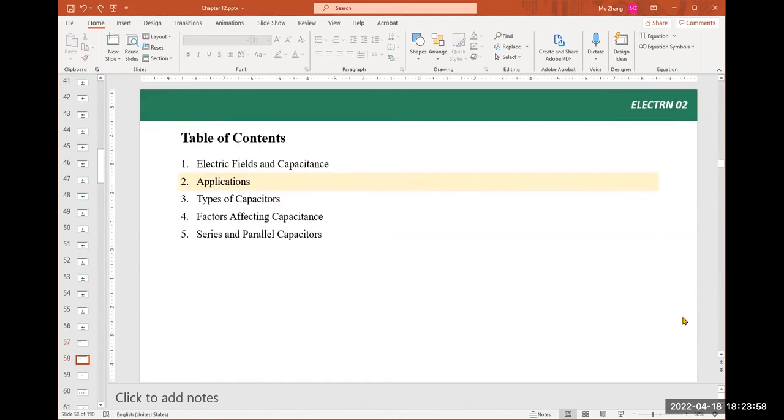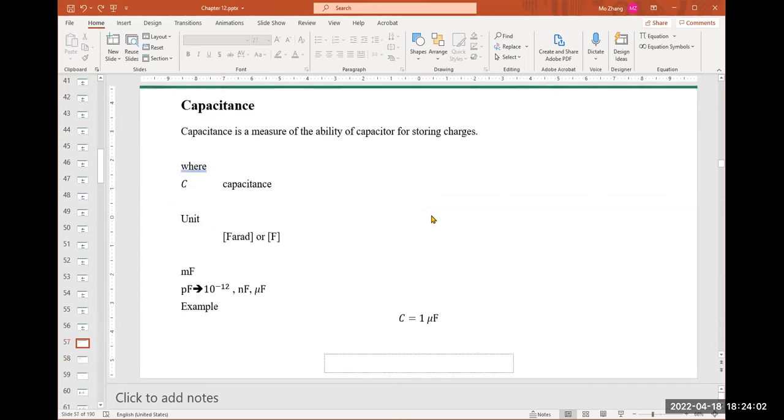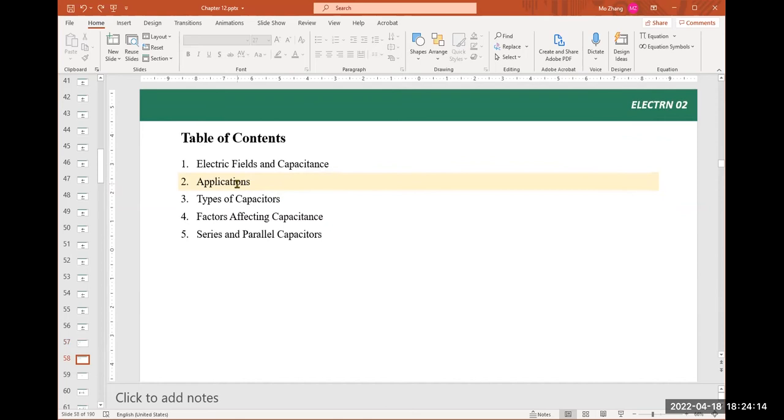Okay. So now we are ready to move to the second session. But before moving to session 2, any questions? Okay, cool. Second session, that's the application.